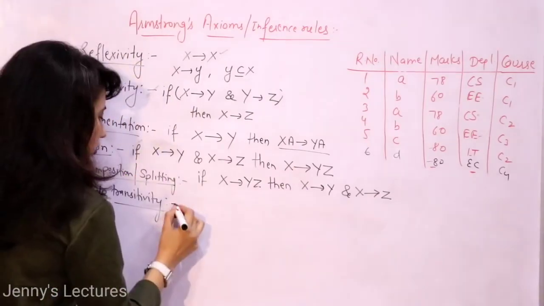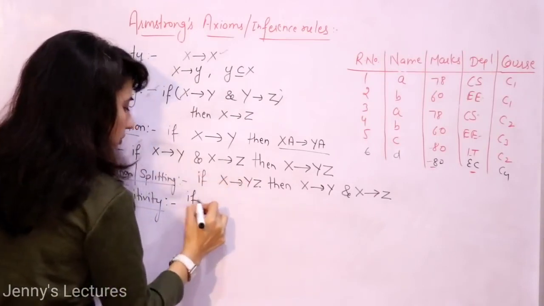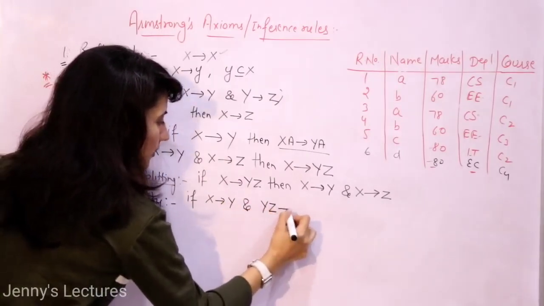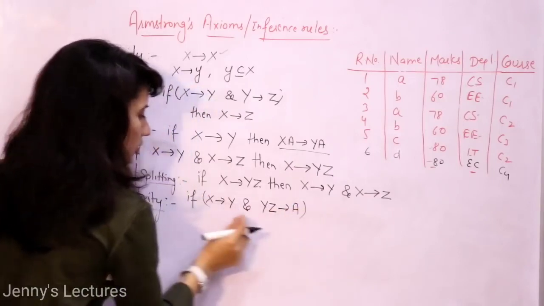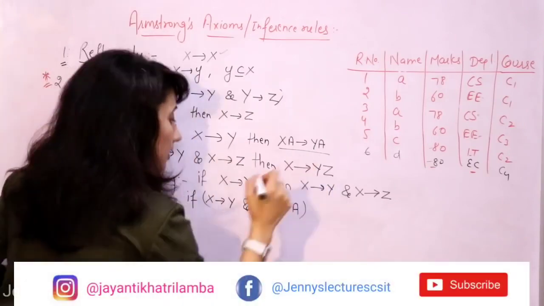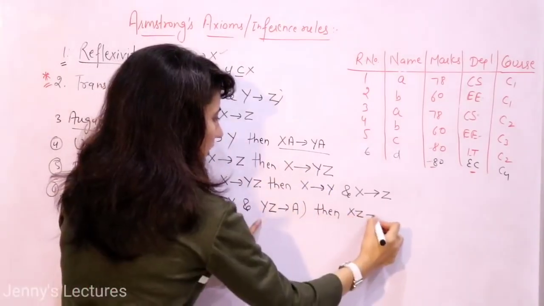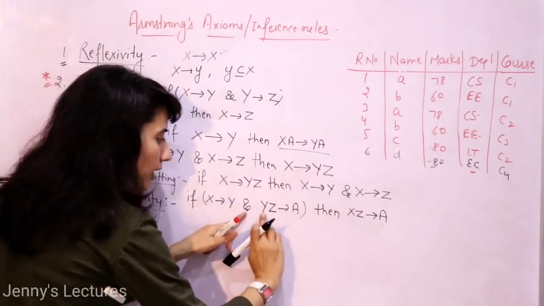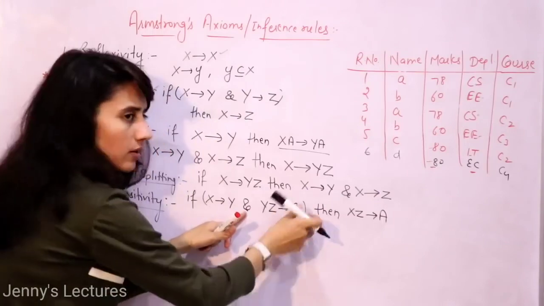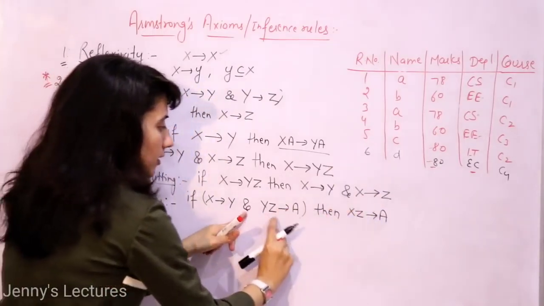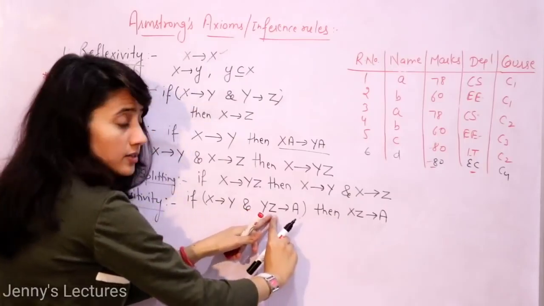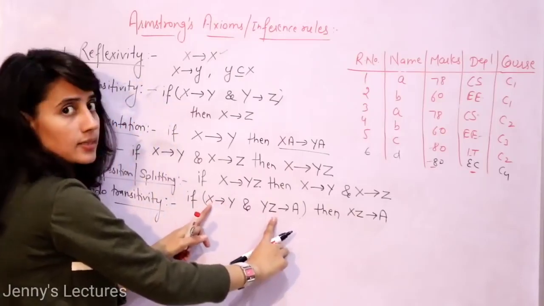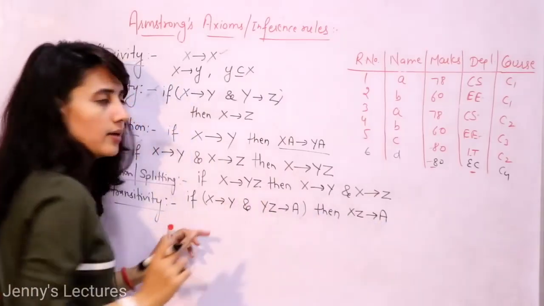So the next rule is pseudo transitivity. What is this pseudo transitivity rule? See, here you can write: if x determines y and yz determines a, suppose these two functional dependencies are there on a given table, then definitely you can say xz will determine a. See what we have done: we know that x will determine y, and the combination of y and z will determine a, another set of attributes. Then z is there as it is, but for y, using x we can determine y, so in place of y you can write x. So here you can say xz will determine a.